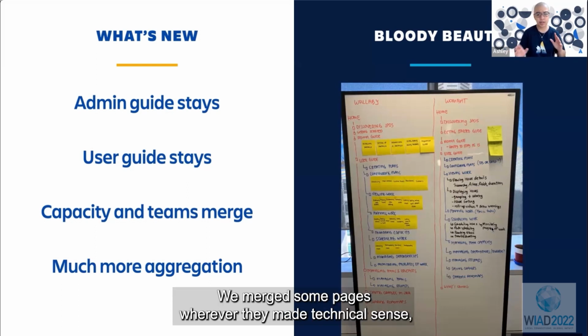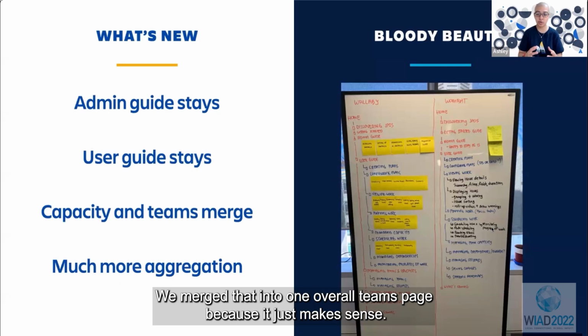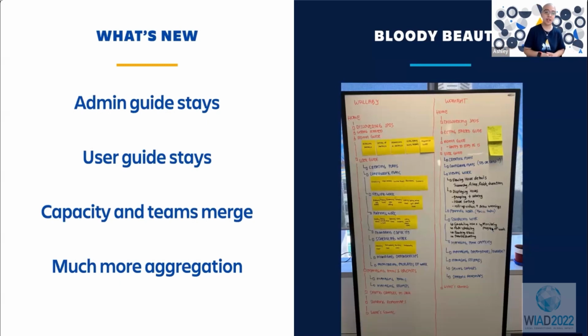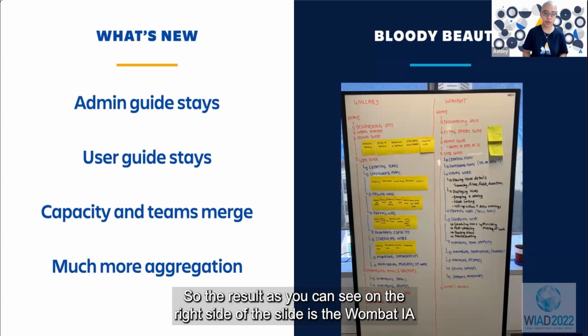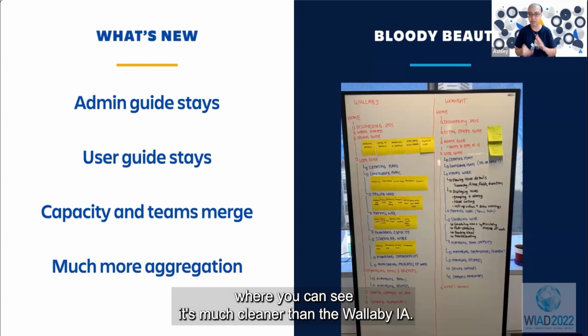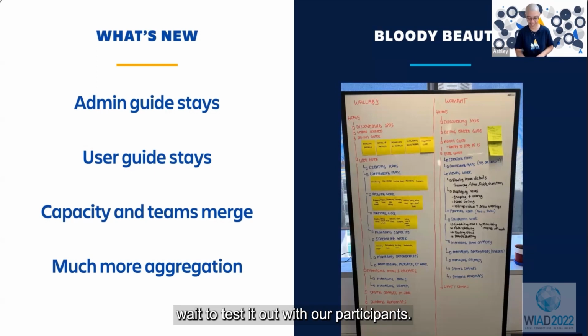We merged some pages wherever they made technical sense, like the pages around team capacity and teams themselves. We merged that into one overall teams page because it just makes sense. And we aggregated more pages to simplify the navigation experience. So the result, as you can see on the right side of the slide, is the Wombat IA, where you can see it's much cleaner than the Wallaby IA. And once we landed on that, we just couldn't wait to test it out with our participants.